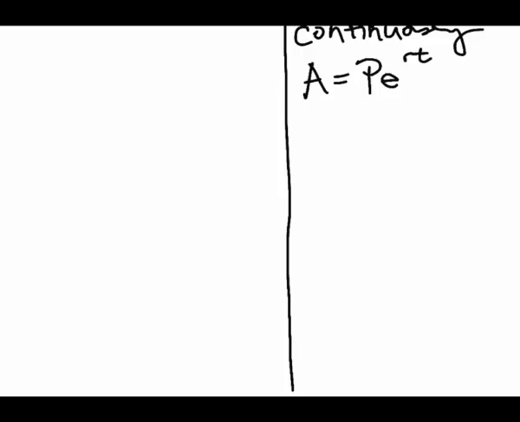If it's compounded continuously, it's going to be A equals P e raised to the rt power. And for anything else, if it's compounded monthly, daily, quarterly, semi-annually, any other type of compounding, it's going to be A equals P, open parentheses, 1 plus r over n, raised to the nt.